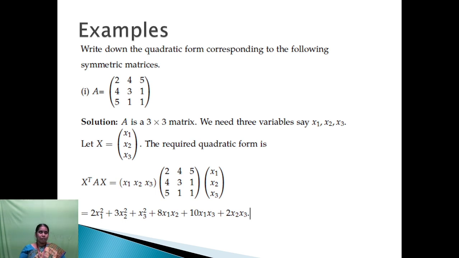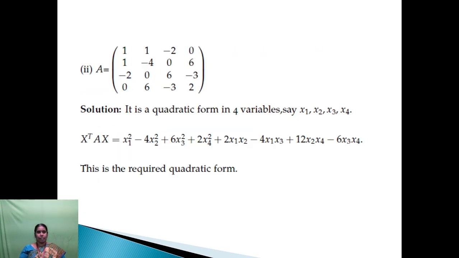How? By taking the diagonal elements as the coefficients of the squared terms. It means 2x1², 3x2², 1x3². And the remaining elements we have to multiply by 2 and put as the coefficients. Next, suppose the given matrix is of order 4 by 4, then we have to consider the variables as x1, x2, x3, x4, and the quadratic form can be obtained by putting in the diagonal elements.